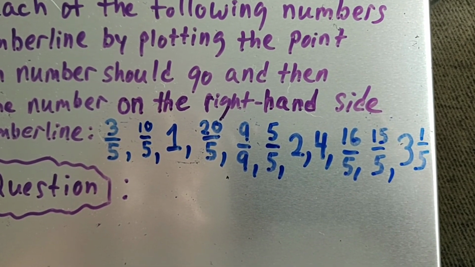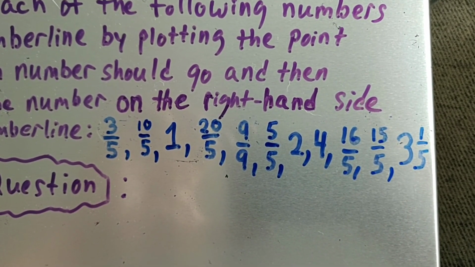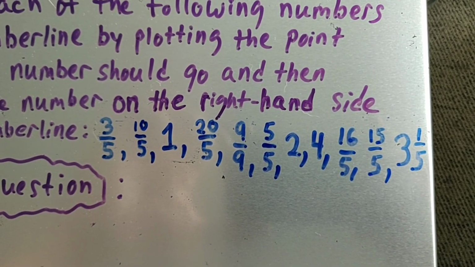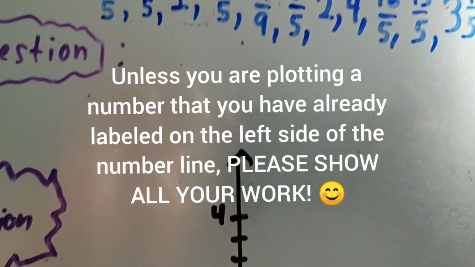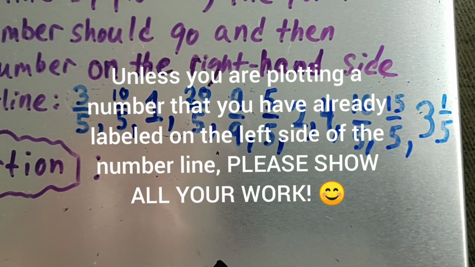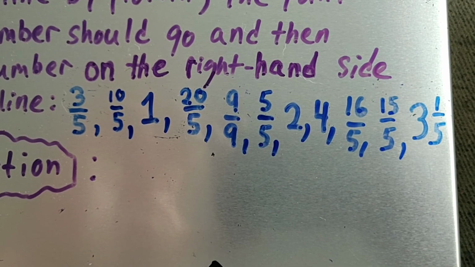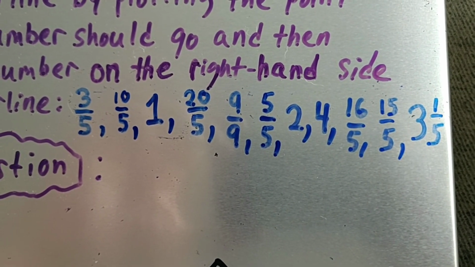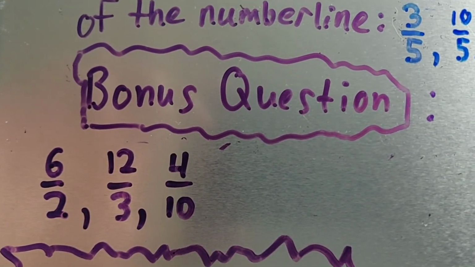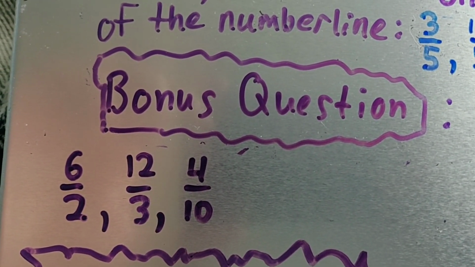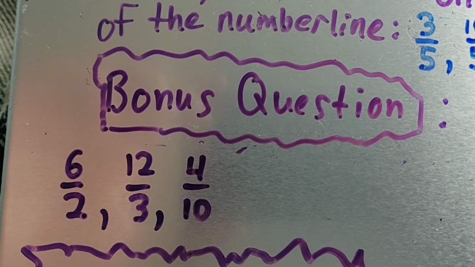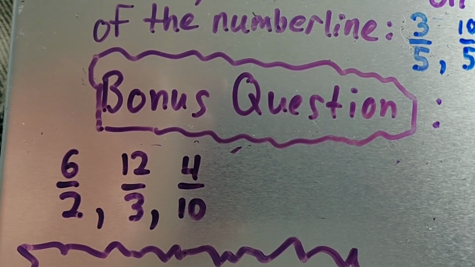And I should see any work or all work that you did if it wasn't a number that was already named on the left-hand side of the number line once you've labeled the number line. So if it wasn't already there just as expressed, I should see the work that you did to figure out where it goes. Then I should see the words bonus question and see these three numbers written. And as you figure out where each one goes, I should see that you've crossed them out and that they're plotted on the number line.